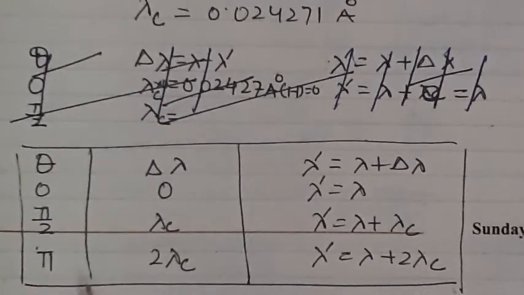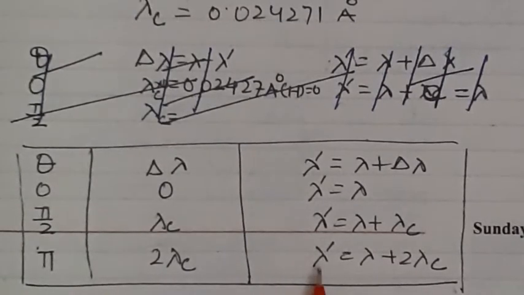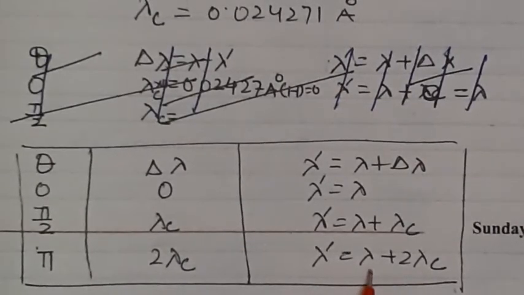And if theta is pi, that is called backward scattering. The Compton shift is 2 lambda c, and the scattered wavelength is lambda dash equal to 2 lambda c plus lambda.